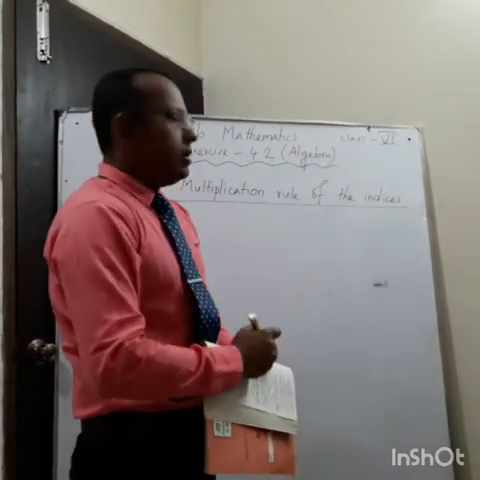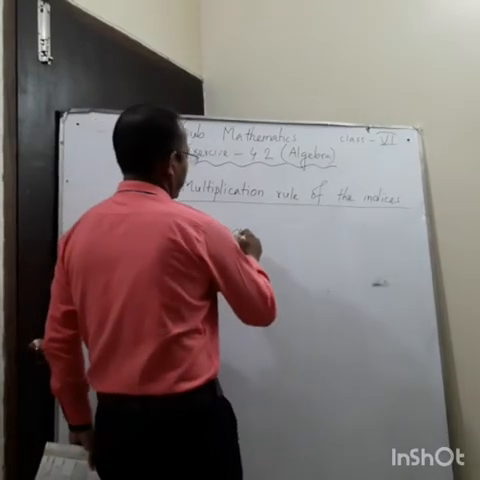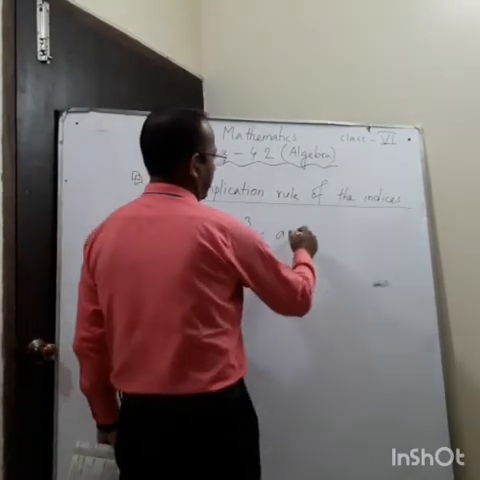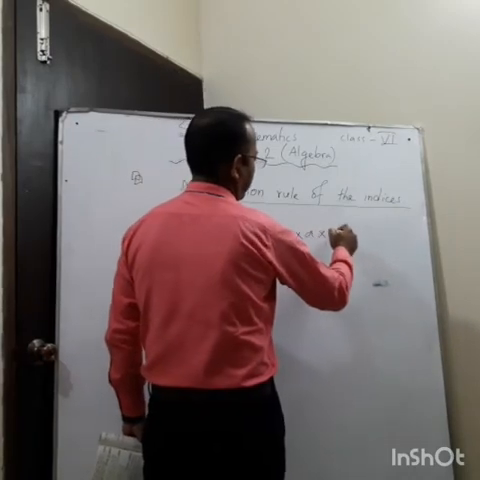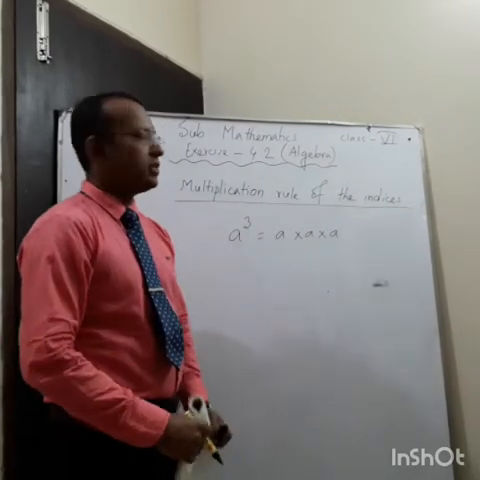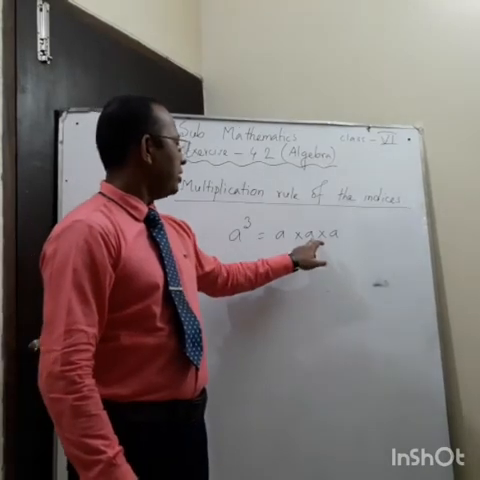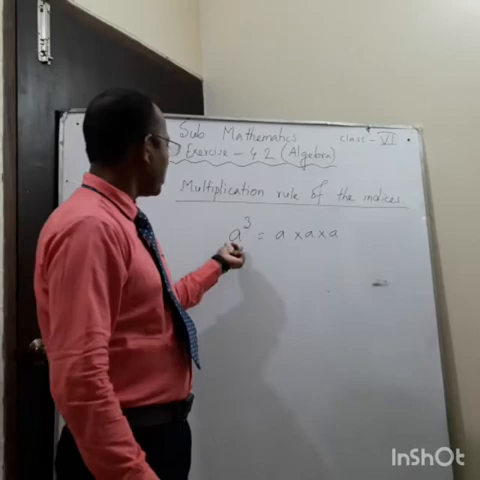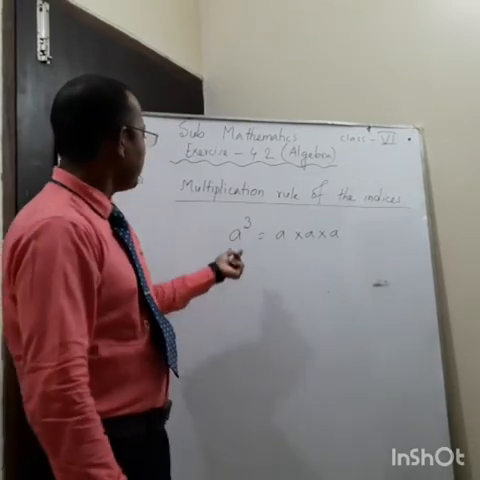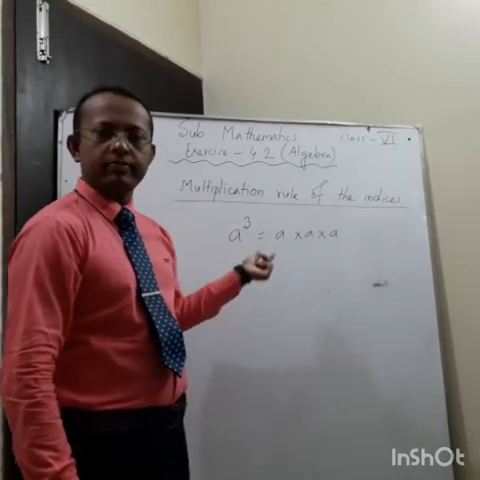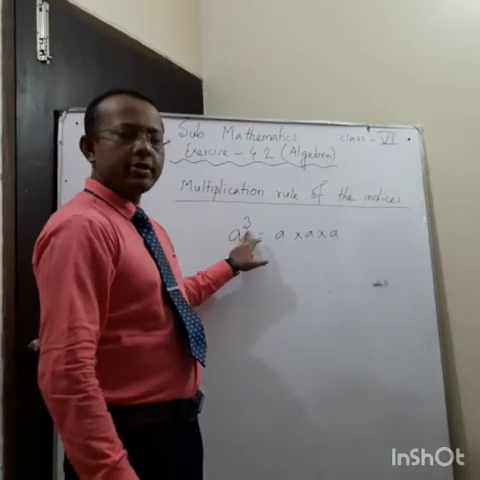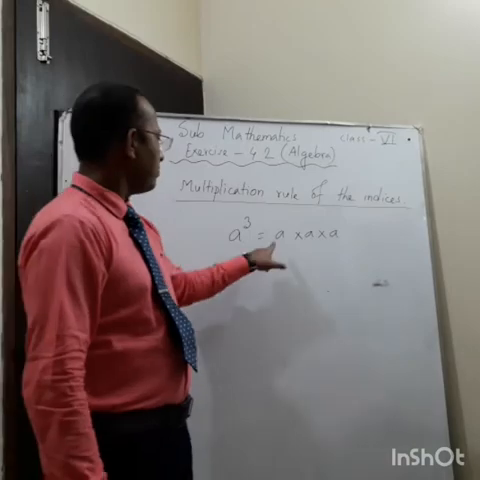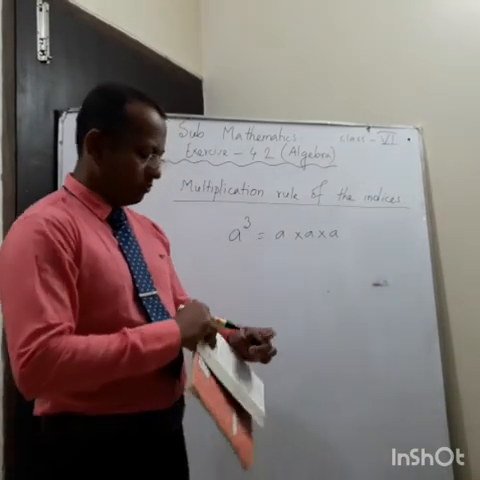On the other hand, a cube means a into a into a. A is written 3 times and three A's are multiplied. As a result, we get a product, and shortly we can write it a cube. Here the power is 3, so it is written 3 times. Product of 3 A's equal to a cube.